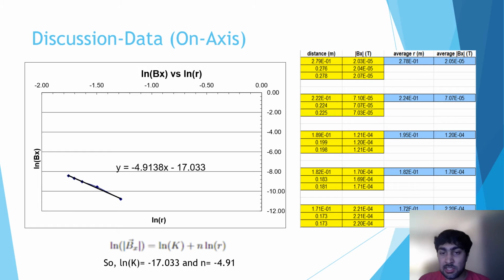This is the data for the on-axis points. The strength of the x component of the magnetic field is inversely proportional to the distance between the magnet and the observation location, as shown by the table on the right, where multiple measurements were taken at varying distances, and the graph on the left with a negative slope, which plots the natural log of the x component of the magnetic field versus the natural log of r. We can use this best fit line and match it up with our equation below to find that the natural log of k is equal to negative 17.003 and n equals negative 4.91.